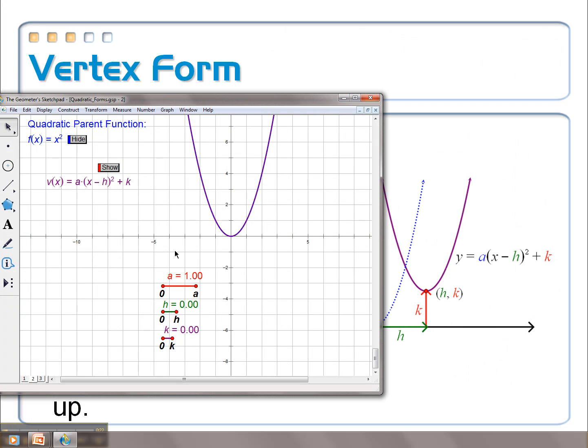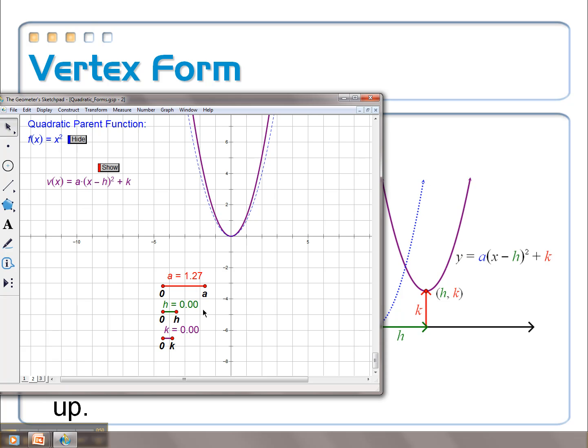Okay, so right now I've got graphed basically the parent function y equals x squared. And now I'm going to change the a value. Watch what happens when a gets bigger. Our parabola gets skinnier. If I make it closer to 0, it gets fatter. And whenever I make it negative, it flips over the x-axis. So when I go back and forth, there I got my flapping bird.